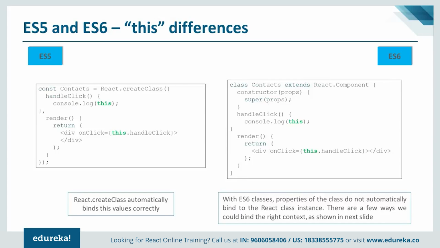This is the fourth difference, the this differences. So React.createClass automatically binds this values correctly. So as you can see, this.handleClick and the values get bound. But there is a trickier code in ES6. With ES6 classes, properties of the class do not automatically bind to the React class instance. There are two ways in which we can bind the right context, which we'll see in the next slide.